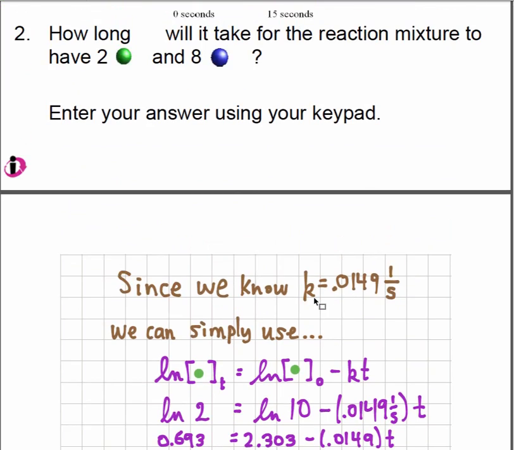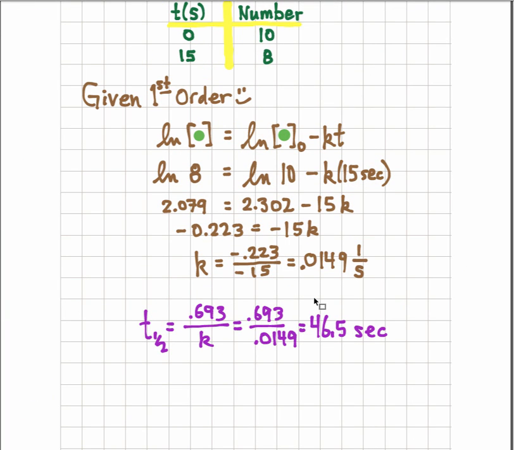I don't know. Let me backpedal for a second. If my half-life is 46 seconds, that's the time it takes for half of the green spheres to go away. So if I start with 10 green spheres, half of them will be gone. I'll have 5 green and 5 blue after 46.5 seconds.